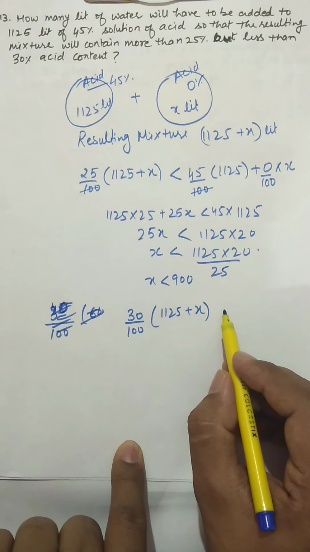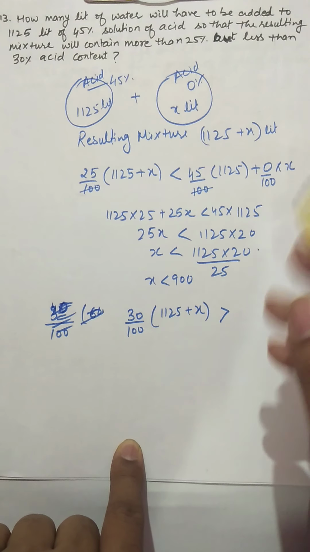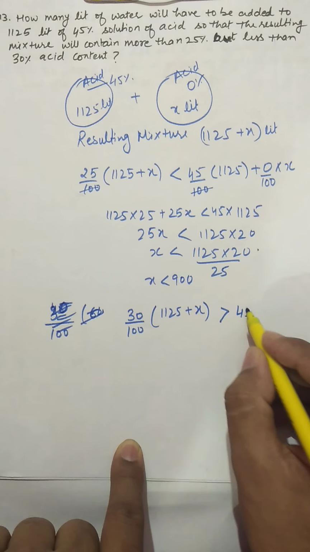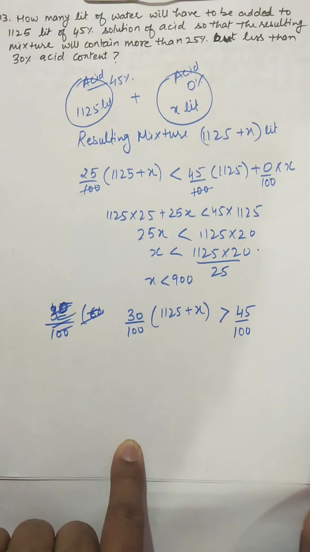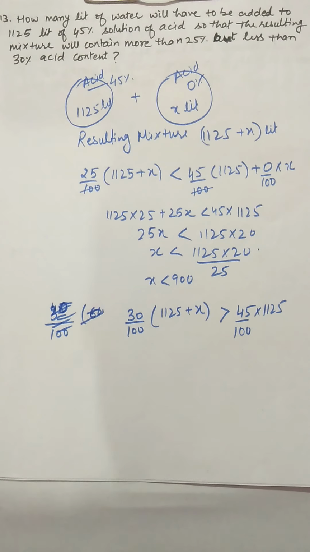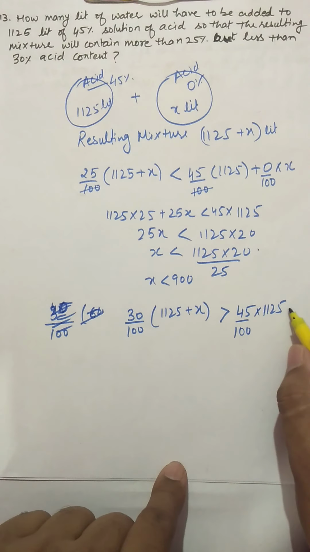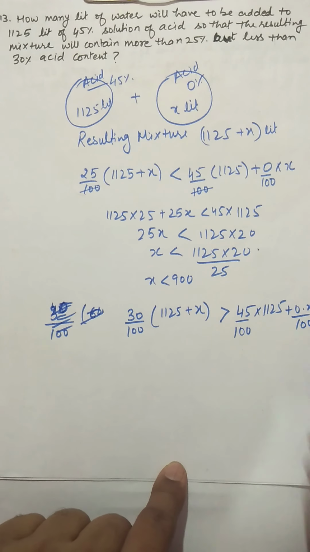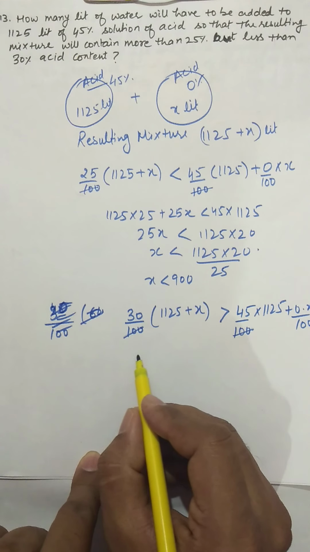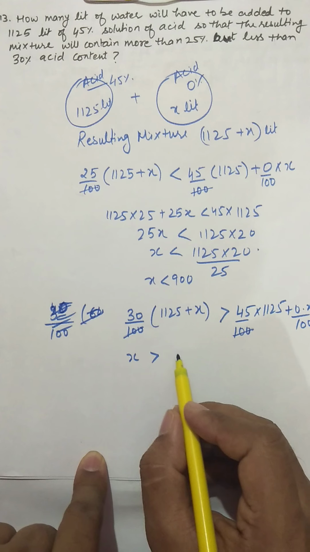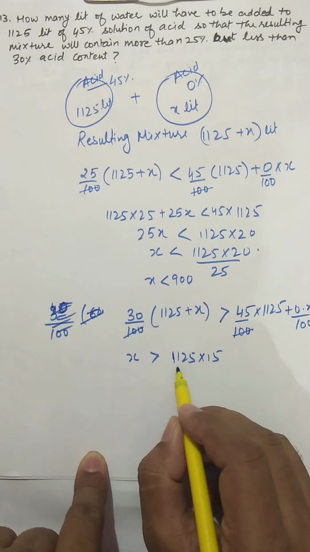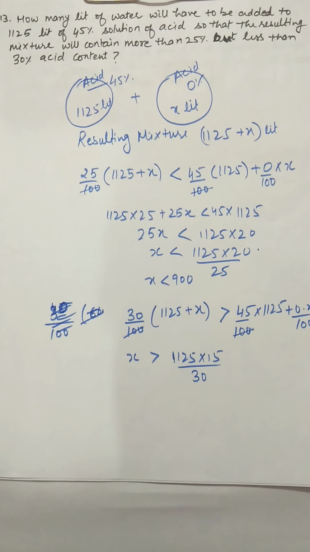This now should be more than your boric acid, means not boric acid, acid only. This is 45%. So this is 45 upon 100 and this 1125. So now we can simplify this. Again you can write 0 into x upon 100, that will not make any difference. So 100 you cancelled. Now here you can simplify. This is x greater than 1125 and 45 minus this is 15, and if you divide it by 30, that is what you are now getting.